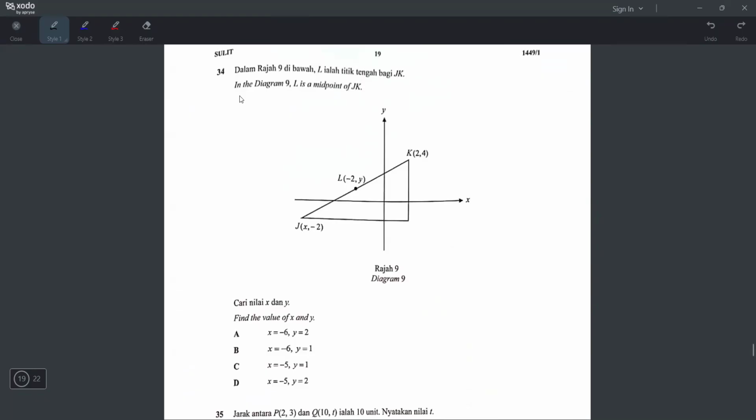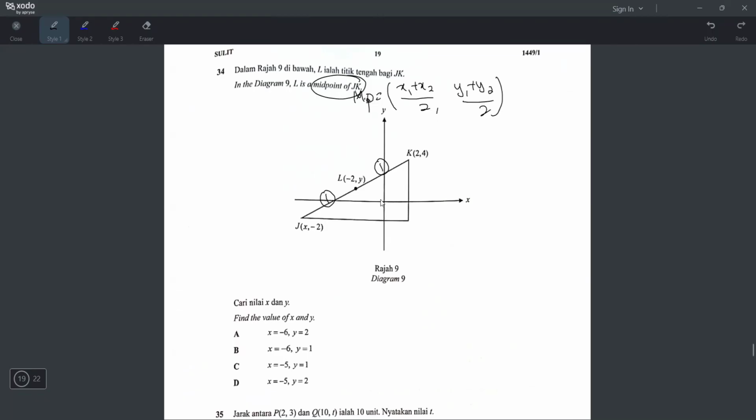Okay, let's continue. Question 34. In diagram 9, L is the midpoint of JK. Straight away, write ratio 1, ratio 1, because midpoint means the distance is the same. Now they say find the value of x and y. Use the midpoint formula. What's the midpoint formula? x1 plus x2 divided by 2, comma, y1 plus y2 divided by 2. This is the midpoint formula.